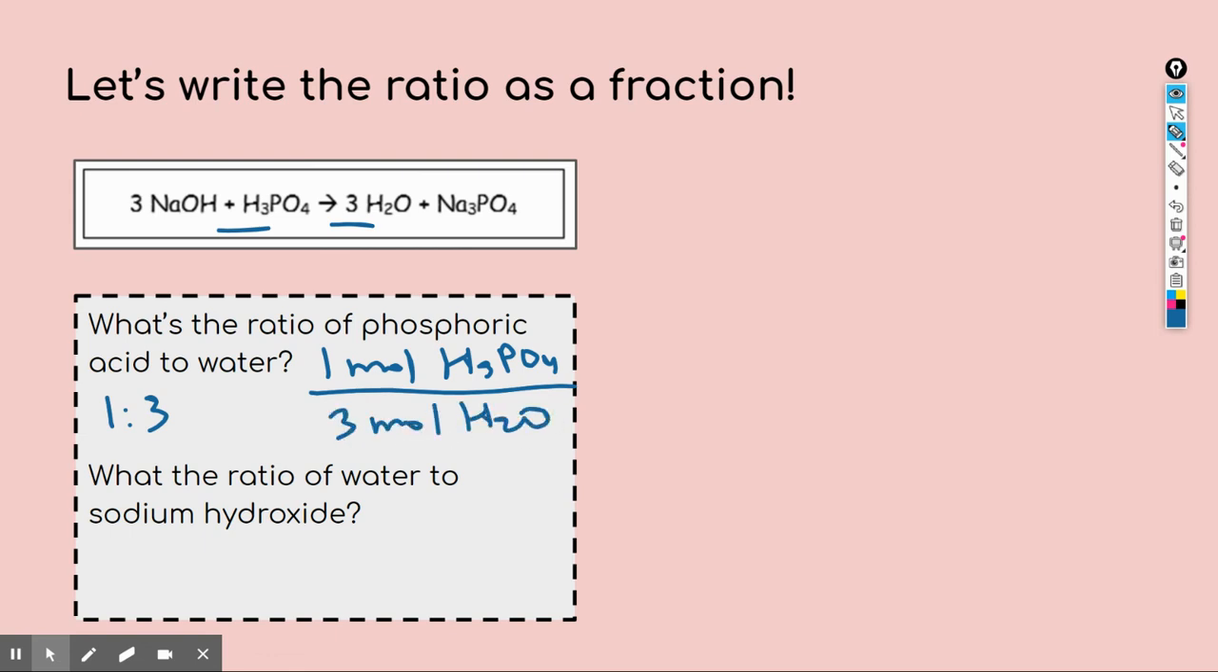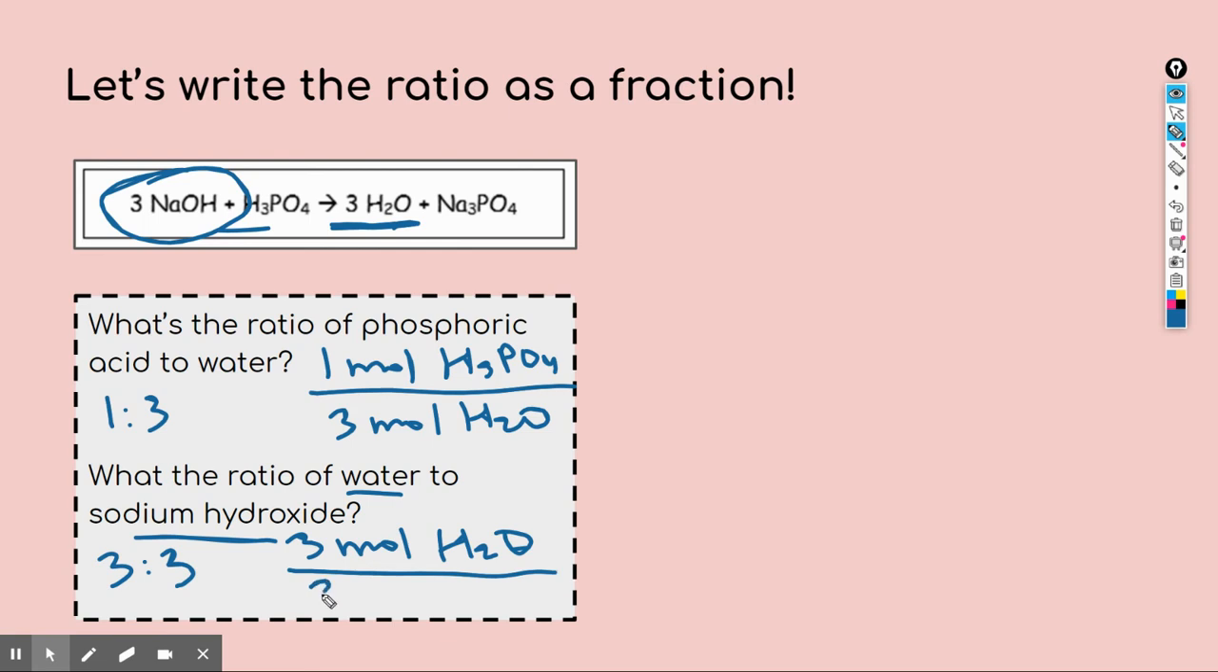And in this second one, what is the ratio of water to sodium hydroxide? Let's find water, sodium hydroxide. So we have water here, sodium hydroxide here. That's a 3 to 3 ratio, but we're writing it as a fraction. So that's 3 moles of water for every 3 moles of sodium hydroxide.